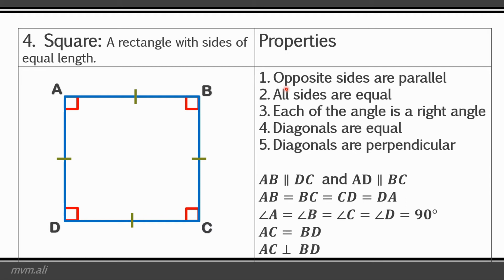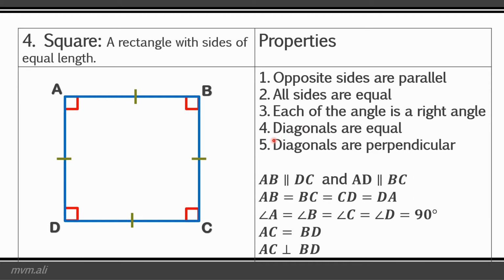Opposite sides are parallel, that is a property of a parallelogram. All sides are equal, that is a property of a rhombus. And each angle is a right angle, that is a property of a rectangle. That means the properties of a parallelogram, rhombus, and rectangle.